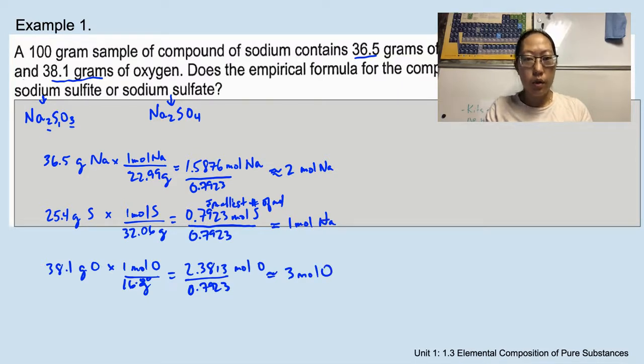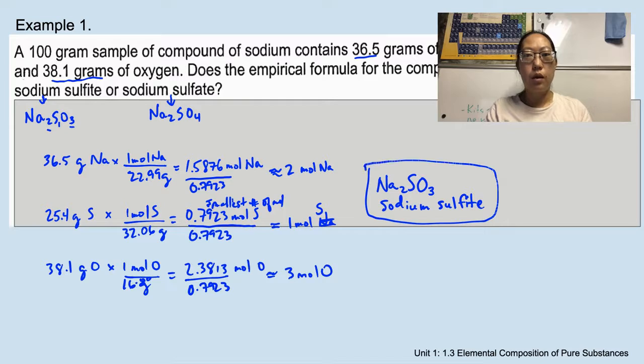Oh, sorry, this should not be Na. This should be sulfur. Then I put these numbers together into a formula. So this is Na2S1O3. This is sodium sulfite, with 3 oxygens. Okay, so that's how we get our empirical formula.